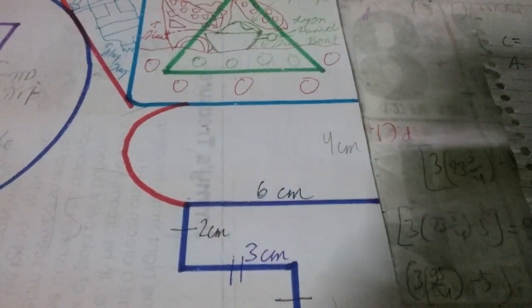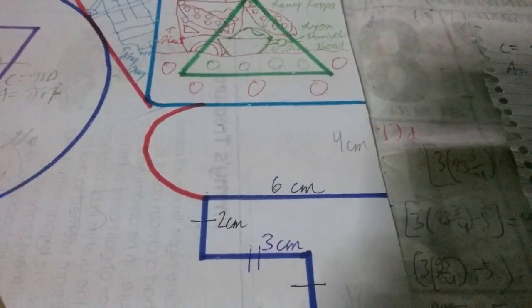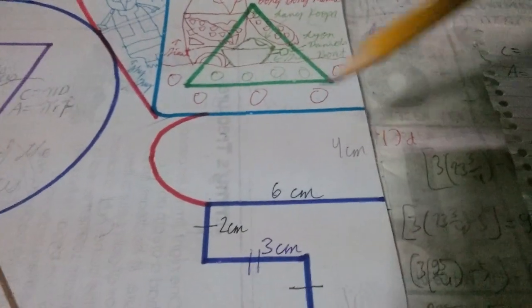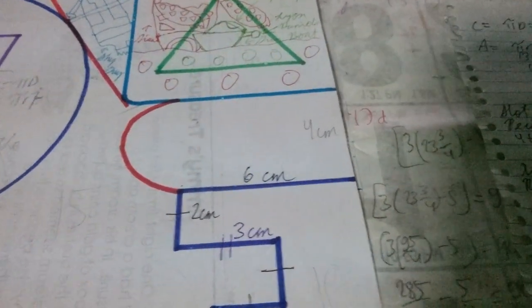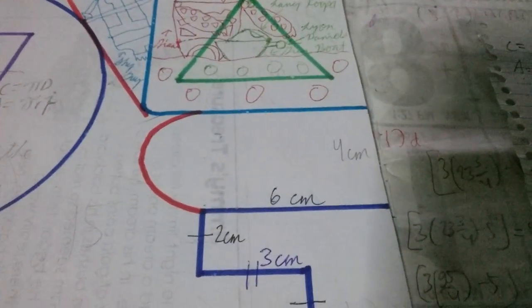Hello guys, I'm back. Today I'm gonna show you how to solve for perimeter and area of this figure. This figure that you see here. This rectangle thingy that also implies a semicircle. A slight semicircle pala. Okay, let's get started.